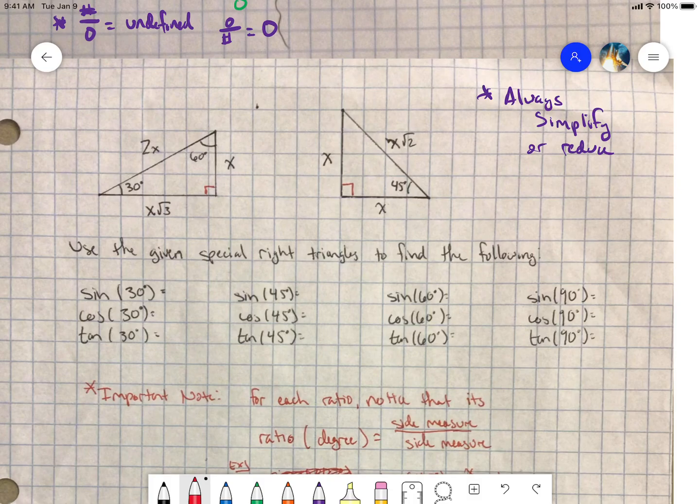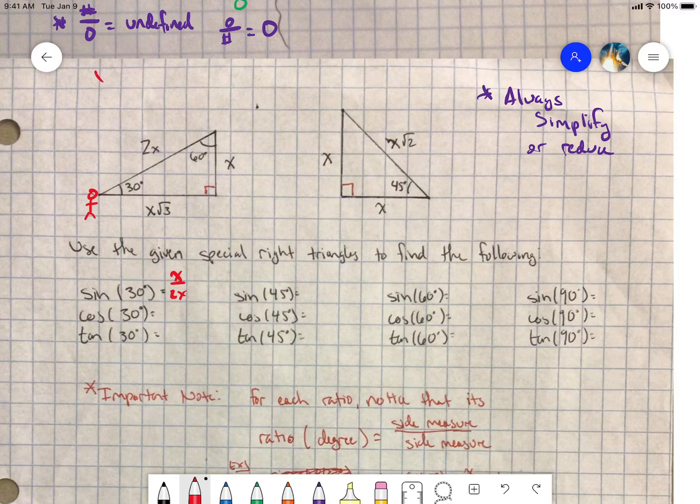All right. So who can tell me what sine of 30 is? Who can tell me what sine of 30 is? X over 2x. So sine of 30 is x over 2x. And you got that because you were standing here at 30, right? And you remember that sine is opposite over hypotenuse.